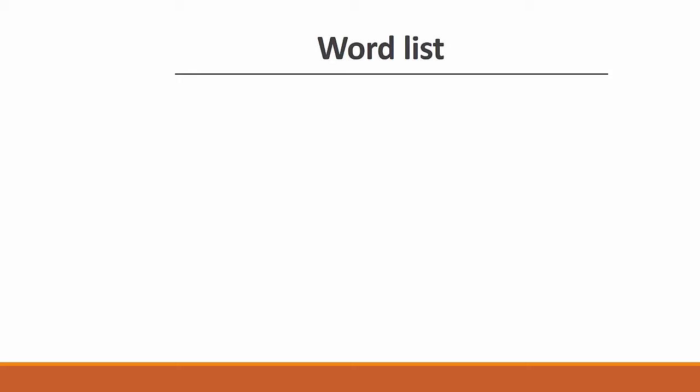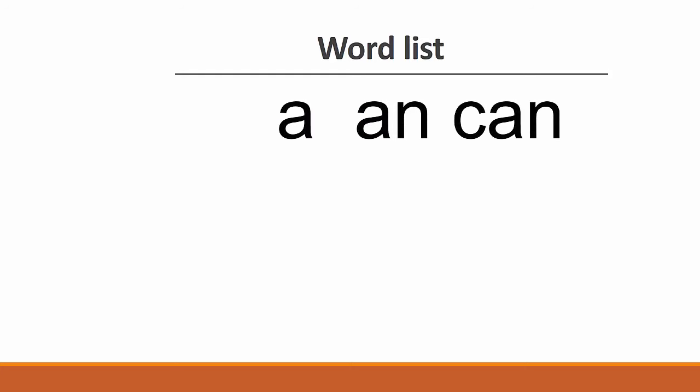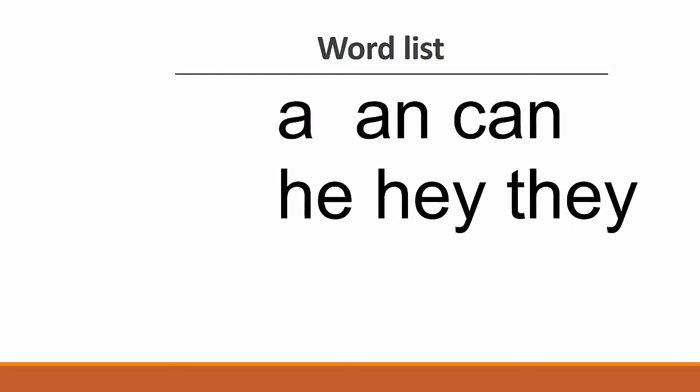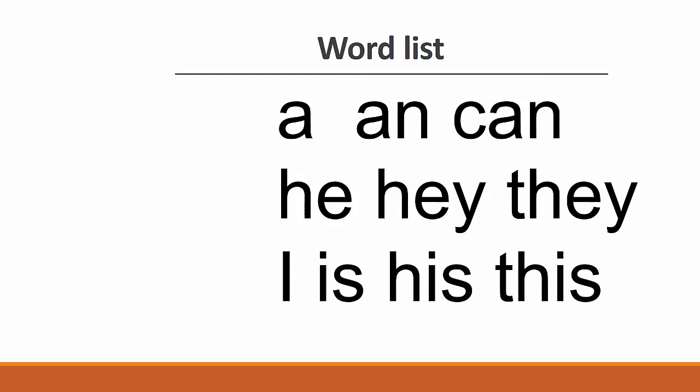Now let's look at the word list the way we read, from left to right, top to bottom. A, an, can. He, hey, they. I, is, his, this. I would like you to stop the video and read those words to yourself. Make sure you recognize them and can say them. You just learned 10 new words. Congratulations! But we're going to learn even more right now.